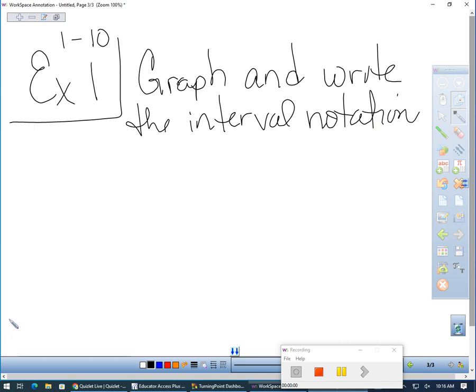Let's say we have x is greater than or equal to -1. So here's my number line. At -1, do I have an open or closed dot? Closed. Very good. How do you know it's closed, Madison? Because it has that little line. Correct. It's got the little line underneath it. It's greater than or equal to.